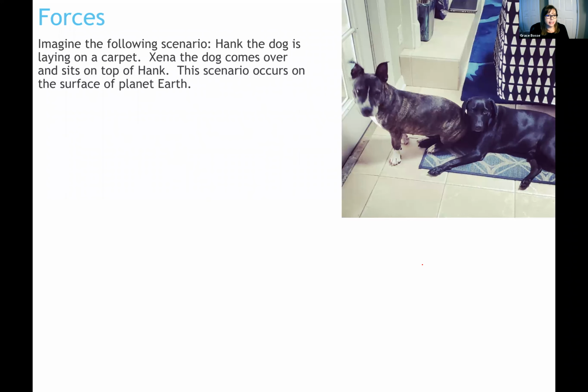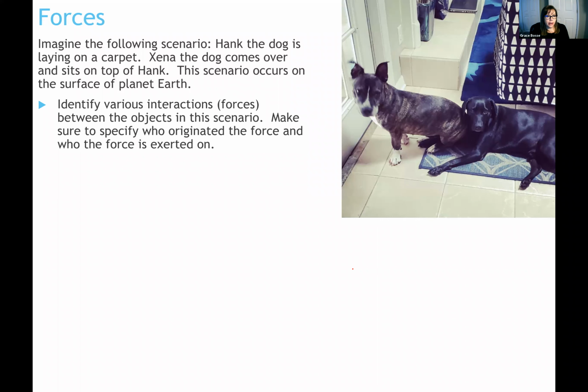So let's do an example here. I have a scenario where I have two dogs. So these are my two dogs. There's Hank, the black lab, and then Xena, she's a pit bull basset hound. And let's say Hank is laying on that carpet. Xena comes over and sits on top of him. They're both on the floor, in my house, which is on the surface of the Earth. That's the scenario that you're considering in this picture.